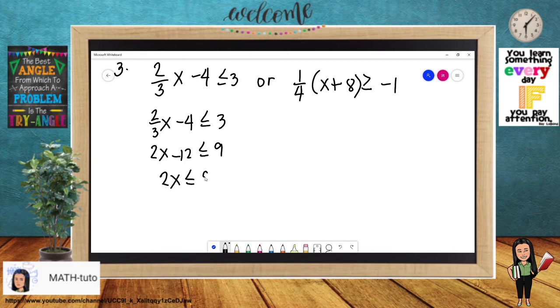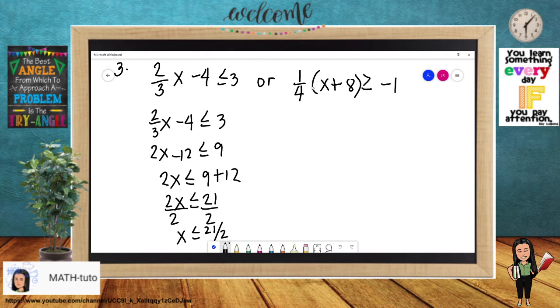2x is less than or equal to 9 plus 12. So, 2x is less than or equal to 21. Divide both sides by 2. x is less than or equal to 21 over 2.